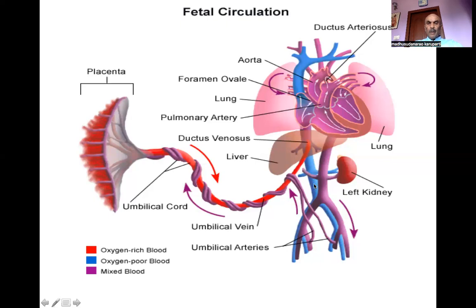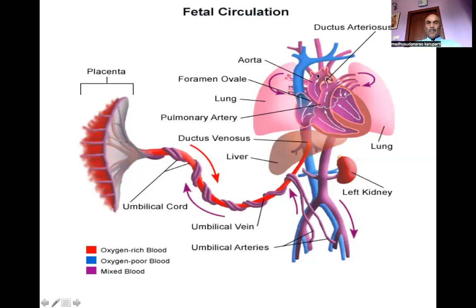The inferior vena cava drains the lower part of the body, takes the deoxygenated blood and gets mixed with the oxygenated blood received from the placenta through the umbilical vein, and empties into the right atrium. From the right atrium, the blood flows preferentially through the foramen ovale into the left atrium. From the left atrium, blood is pumped into the left ventricle, and the left ventricle ejects this oxygenated blood into the aorta.